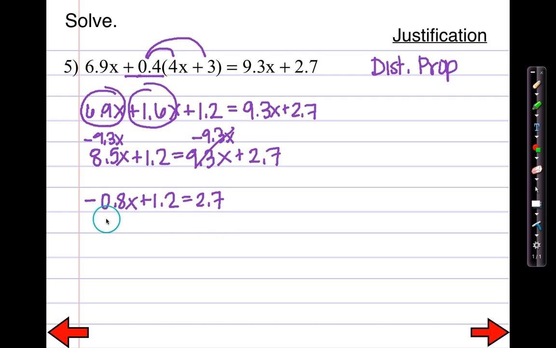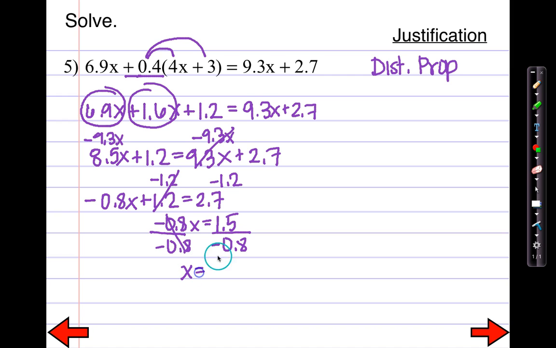I want to isolate my variable, so I'm going to get rid of this plus 1 and 2/10. So I'm going to go ahead and subtract 1 and 2/10 from both sides. Now that's going to leave me with, let's see, negative 8/10 x equals, there's definitely more positives, 1 and 5/10 more positives than there were negatives. And last but not least, let's divide both sides by our negative 8/10, leaving me with x equals, well, positive divided by negative is definitely going to be negative.